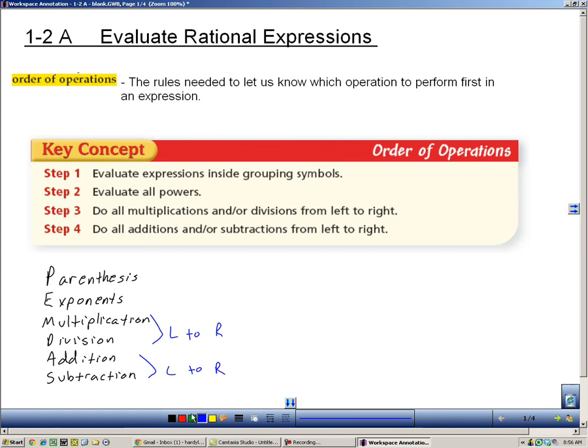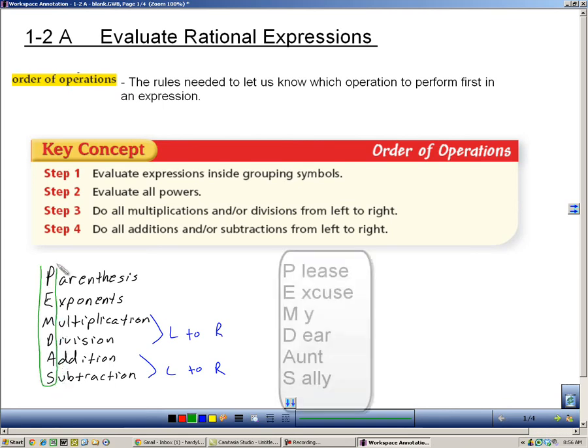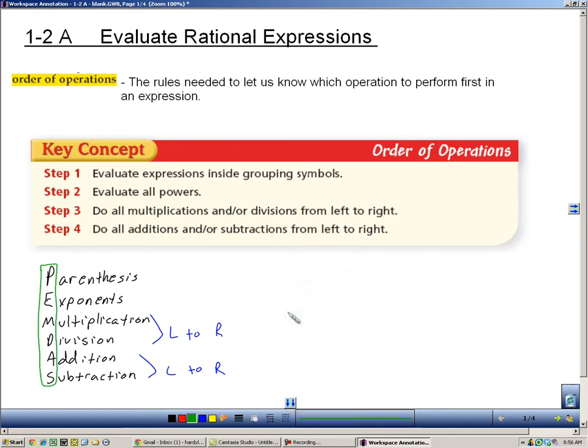Now some people use these letters, PEMDAS, and they come up with a phrase to help them remember. And the phrase that we typically use is, please excuse my dear Aunt Sally, PEMDAS. Please excuse my dear Aunt Sally, which stands for parentheses, exponents, multiplication, division, addition, and subtraction.